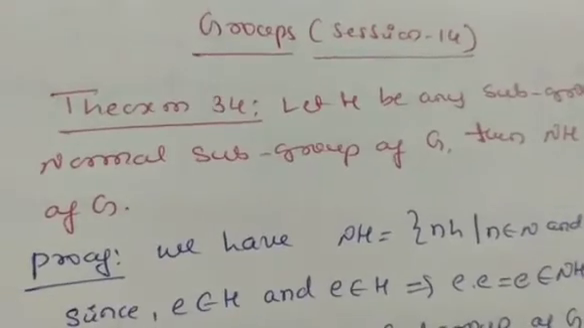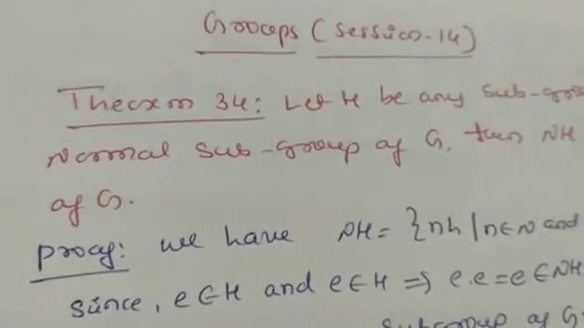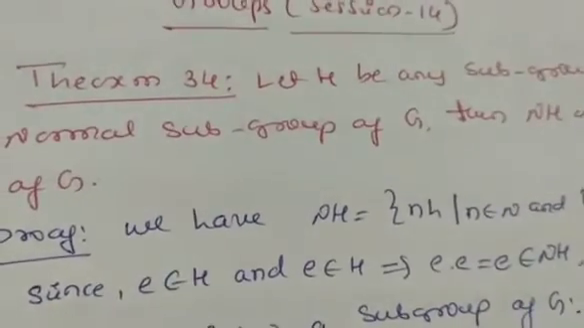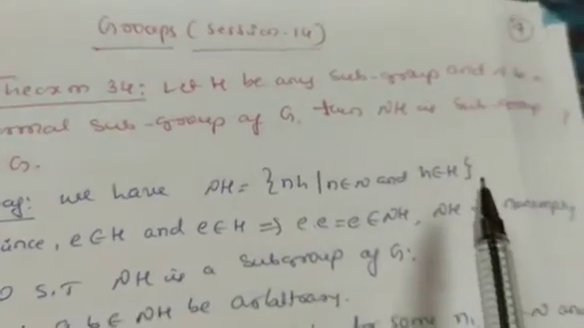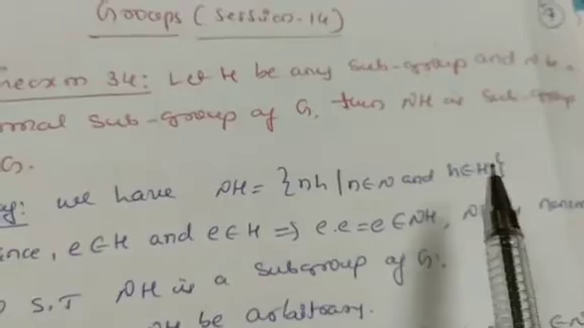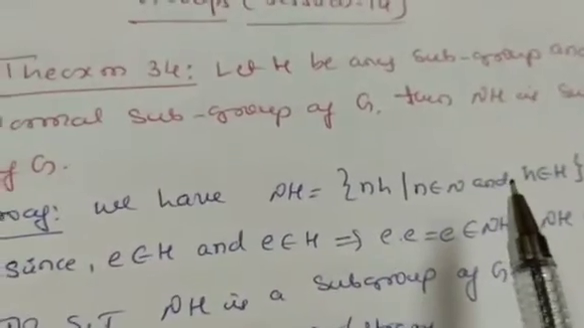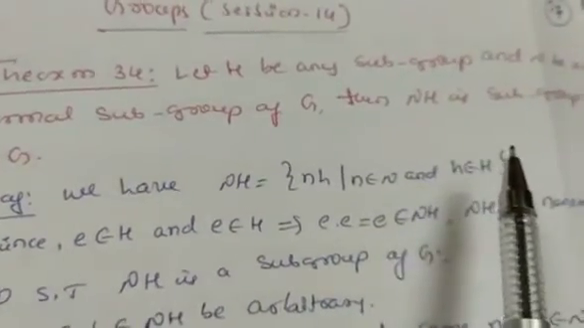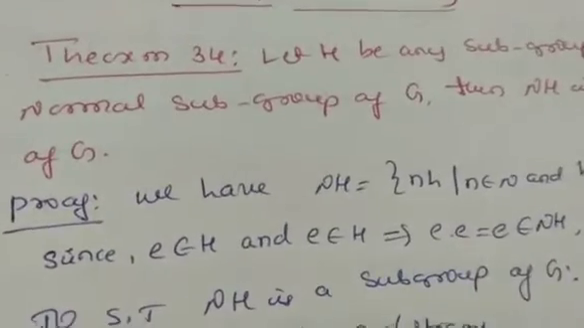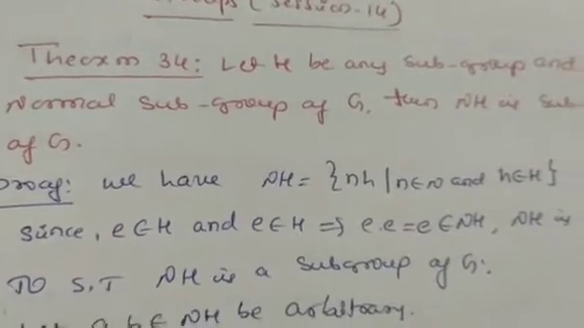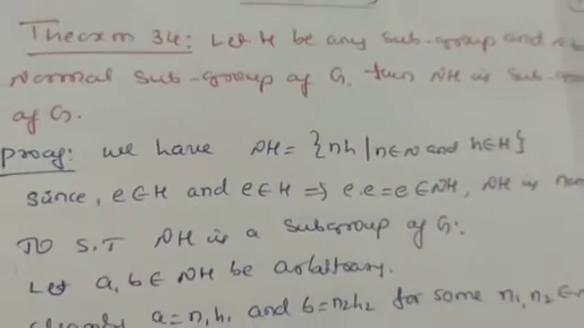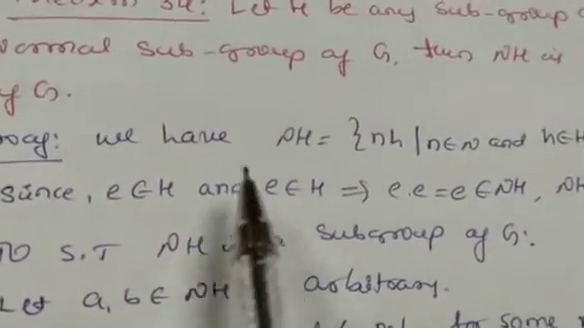Let us take some theorems on normal subgroups. Theorem number 34. Let H be any subgroup and N be a normal subgroup of G. Then NH is a subgroup of G. Like this you have to prove. Here you have to take a subgroup and a normal subgroup. Then the product is a subgroup. You have to prove like this here.